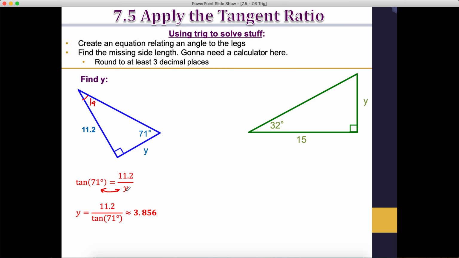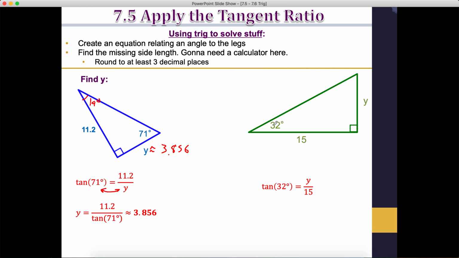Trust me, I put it in the calculator. It ends up being 3.856. Which again, throw this back in the problem, make sure it makes sense. It's approximately 3.856. 71 degrees is significantly bigger than 19 degrees, so it makes sense that the side opposite the 71 degrees is significantly bigger than the side opposite the 19 degrees. And it is.